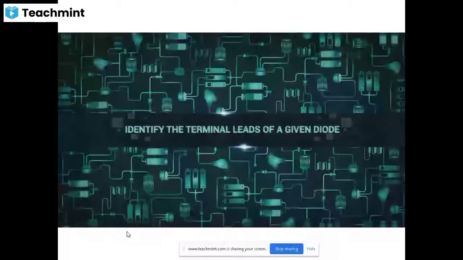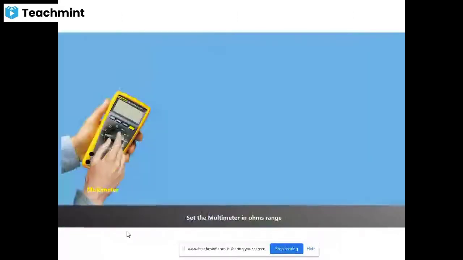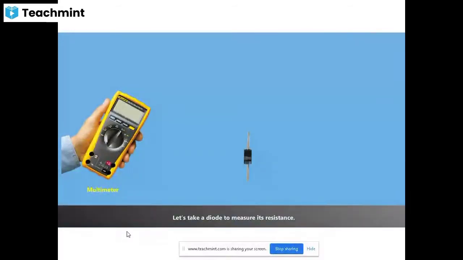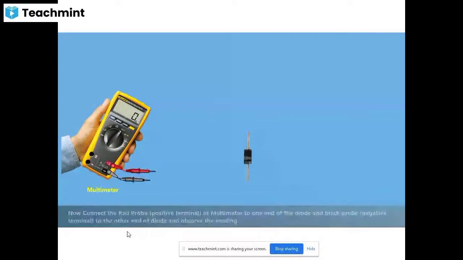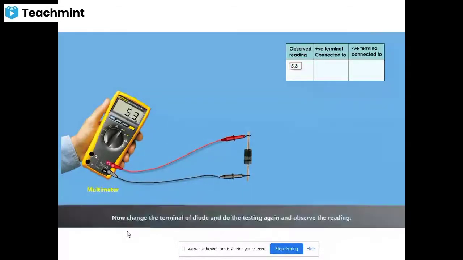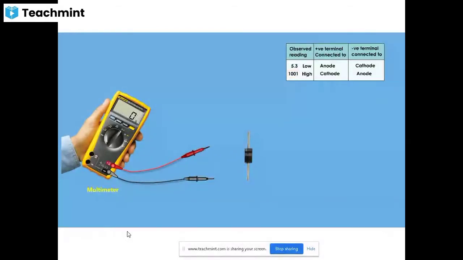Identify the terminal leads of a given diode. Set the multimeter at ohms range. Let's take a diode to measure its resistance. Now connect the red probe, positive terminal of multimeter, to one end of the diode and the black probe, negative terminal, to the other end of the diode and observe the reading. Now change the terminals of the diode and do the testing again and observe the reading. Now compare the two resistance values.